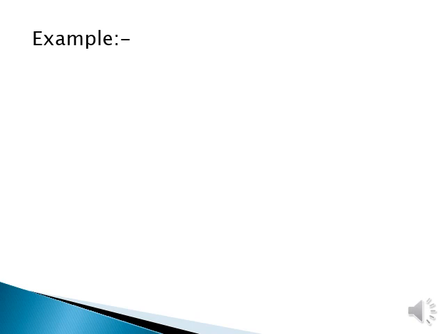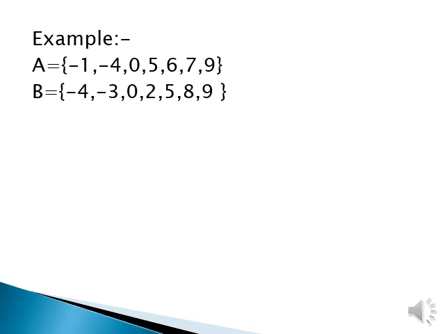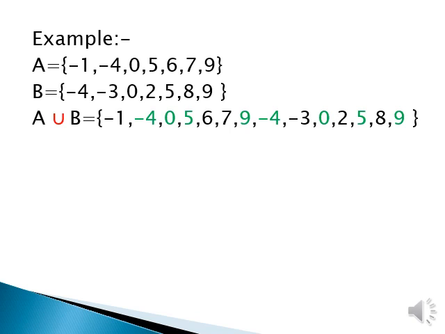One example we'll see. If A is a set of -1, -4, 0, 5, 6, 7 and 9, and B is a set of -4, -3, 0, 2, 5, 8, 9. Now here we can see some of the elements like 0 and 9 are repeating, but we are going to consider them only once. See, A union B.